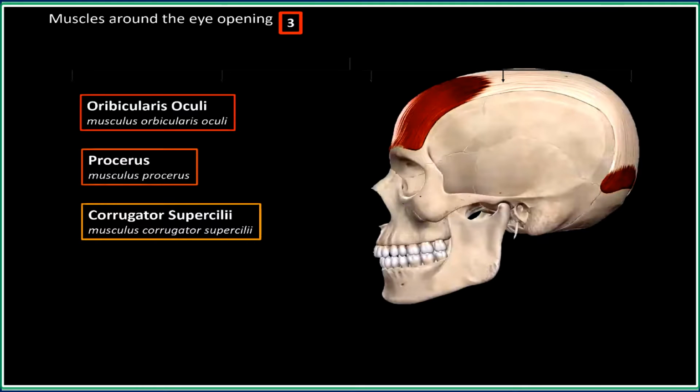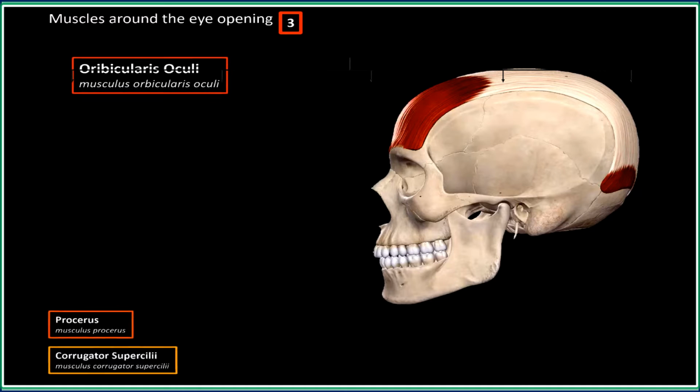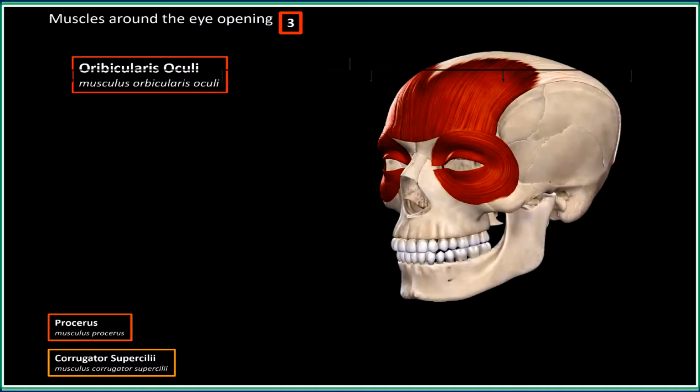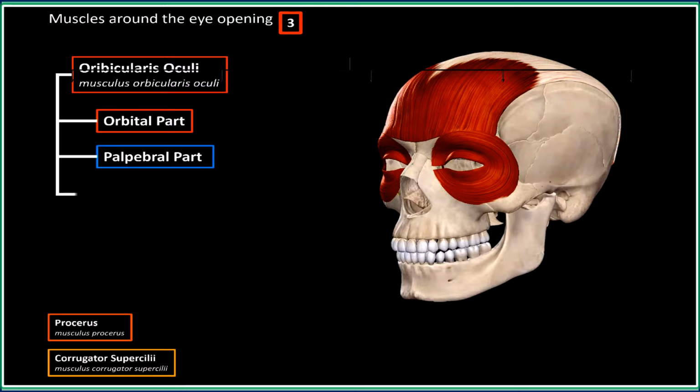Next, we have the muscles around the eye opening, and these include the orbicularis oculi, procerus, and the corrugator supercilii. The orbicularis oculi is a circular muscle, as you see here, consisting of 3 parts. These are the orbital part, which is the peripheral part of the muscle going around the eye, the palpebral part that covers the eyelids, and the lacrimal part for the lacrimal sac.